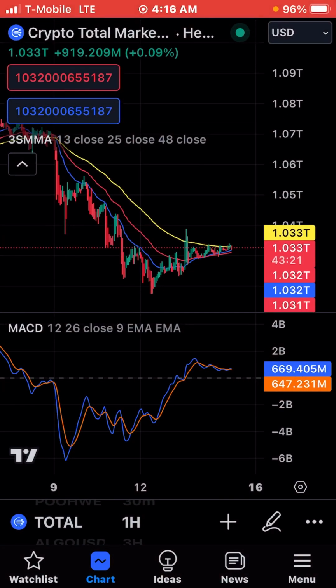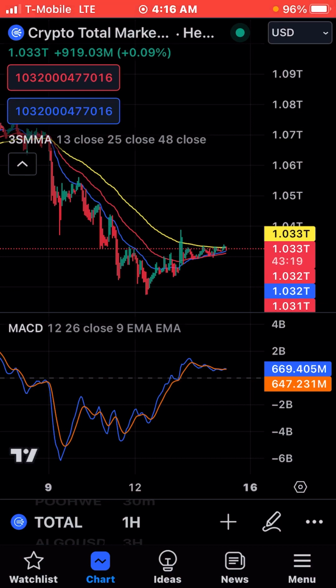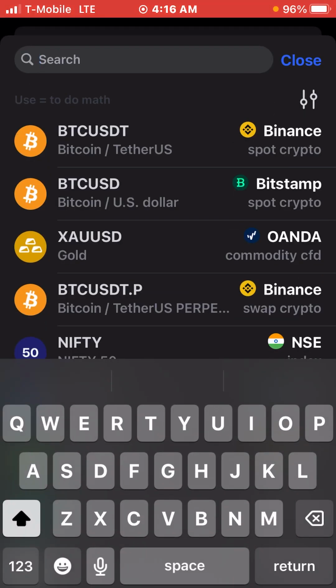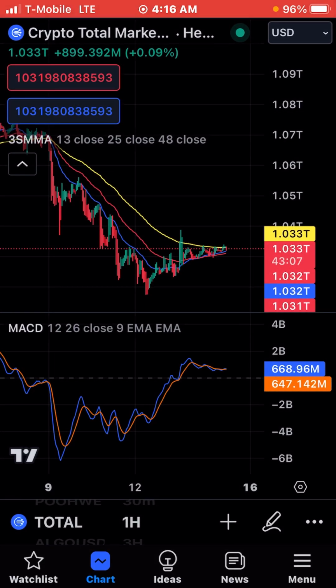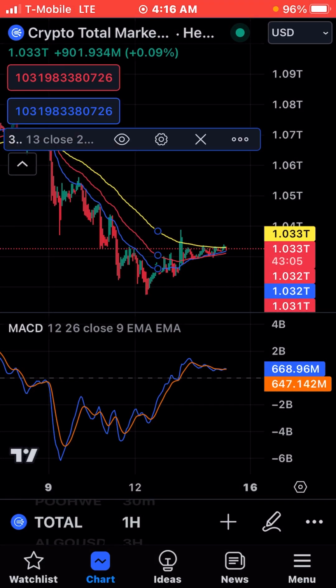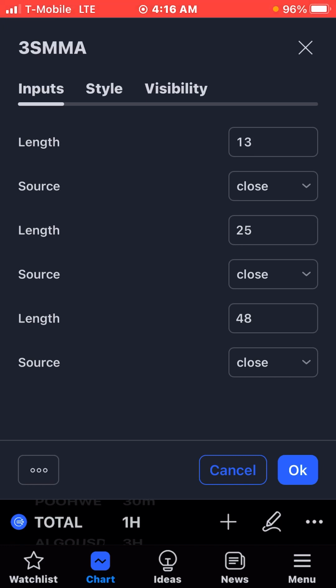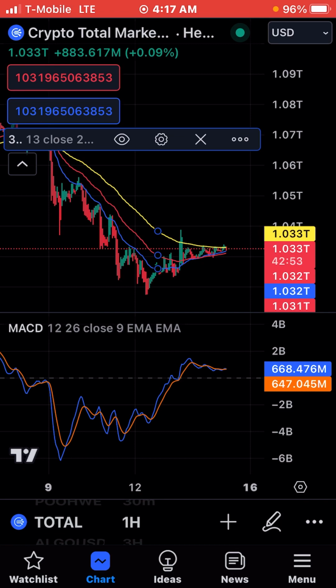Okay, so for the setup that I have in my charts, you want to go to TradingView and type in TOTAL. This will give you the total market cap and what everything's doing. My setup is 13.25.48. It's basically the 13.48 strategy with the 25 in the middle there. So we can tell the overall direction just by looking at the hour chart. And then we have the MACD.